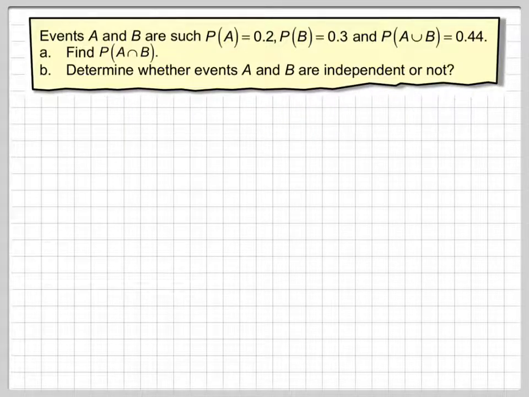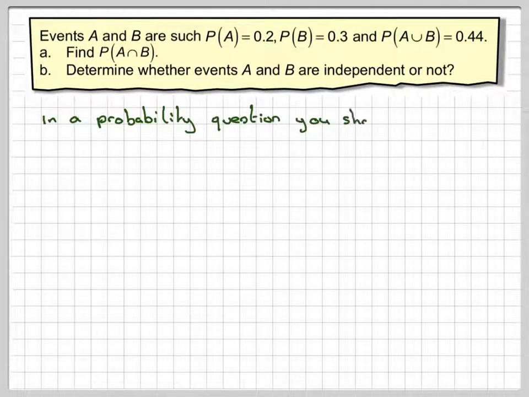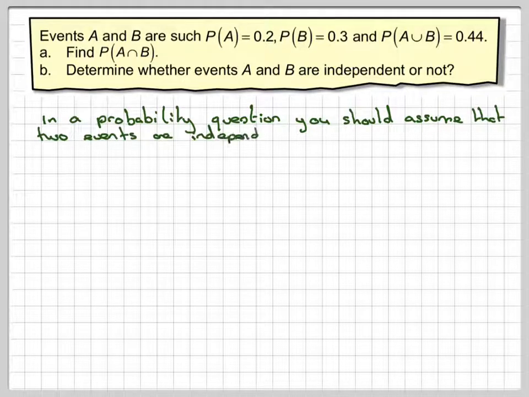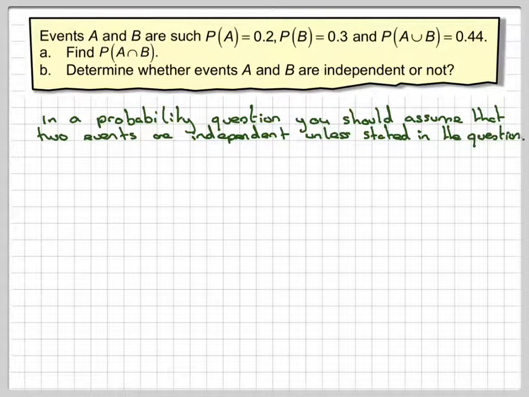Right, before we do this, in any probability question, you should not assume that two events are independent unless stated in the question. So we're not going to assume, first of all, we're going to assume these events are not independent, and then we're going to determine whether they are independent or not.